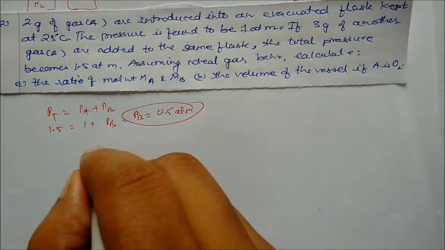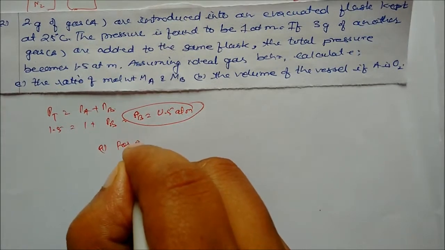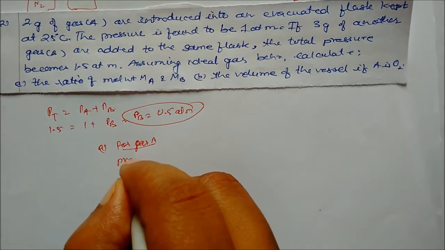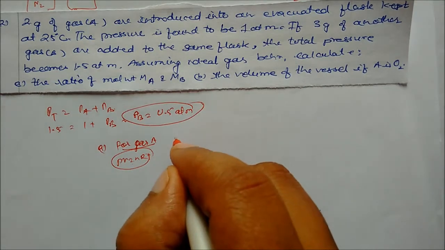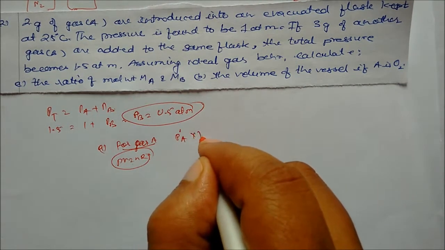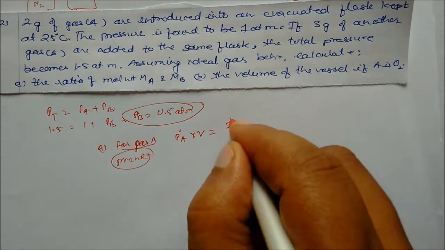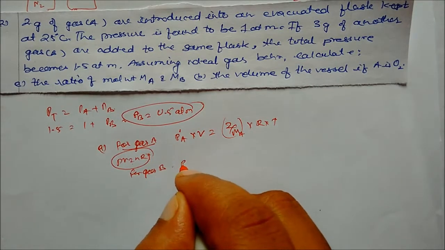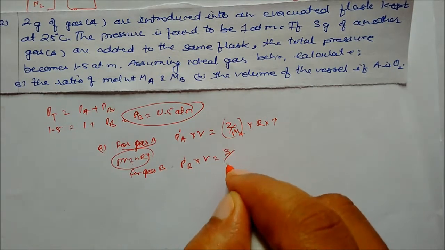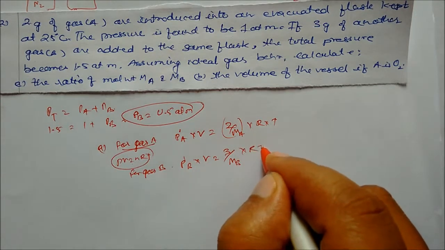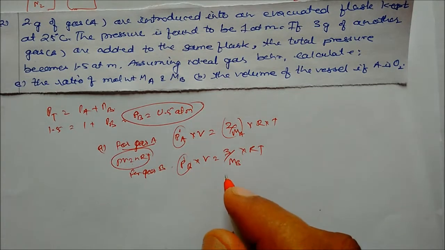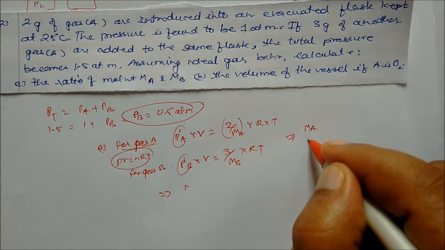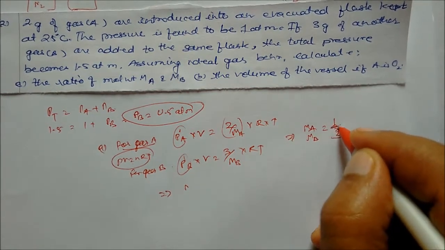Now for gas A, we need to find the molecular mass. We use the formula PV equals nRT, and in this we will find the molecular weight of A. So first, the partial pressure of A into V will be the moles, that is weight by molar mass of A, into R into T. And for gas B, PB into V equals the weight, 3 gram, divided by the molar mass of B, into R into T. Since the pressure is the same in each case, we get the ratio MA by MB, which comes to about 1 by 3. So here we got the ratio.